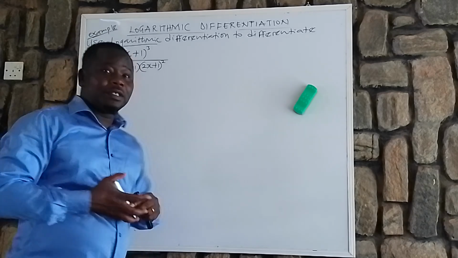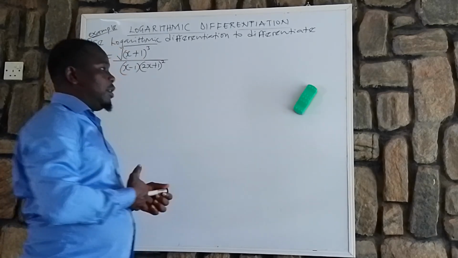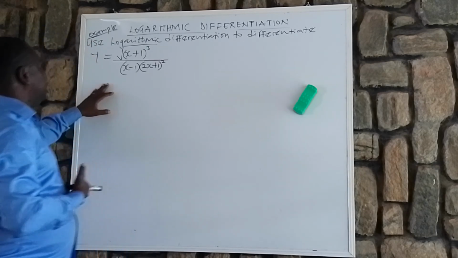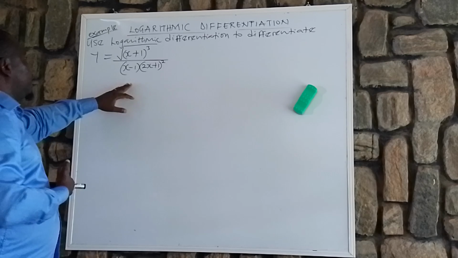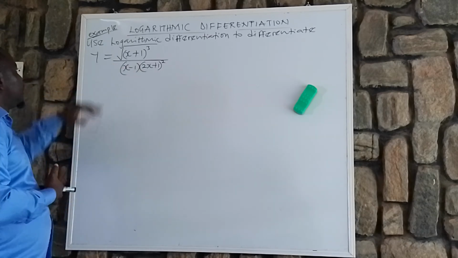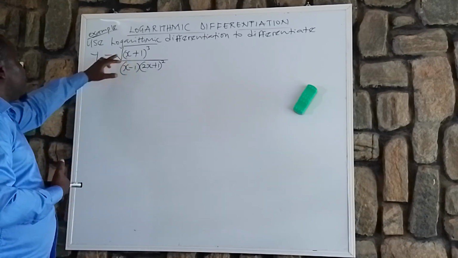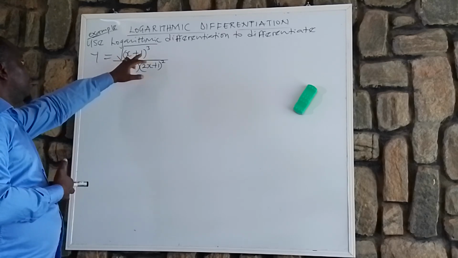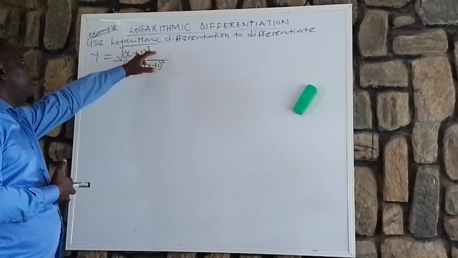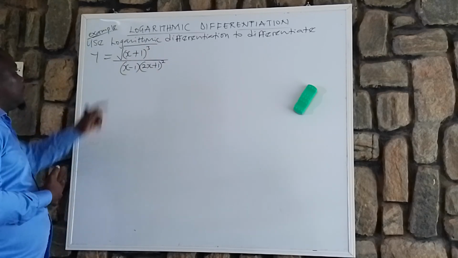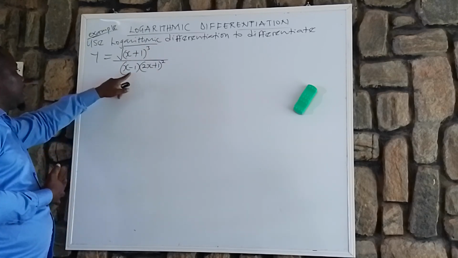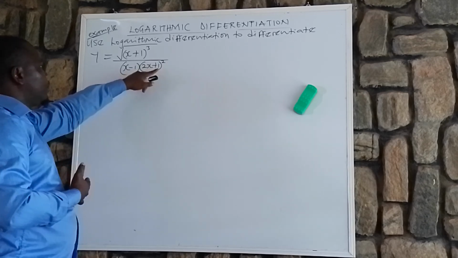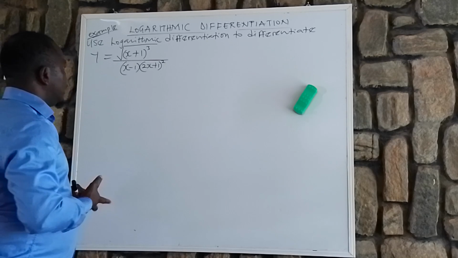In this video, I'll also talk about logarithmic differentiation, but how to use logarithms to differentiate functions of this form: y equals the square root of (x plus 1) raised to the power of 3, all over (x minus 1)(2x plus 1) raised to the power 2.